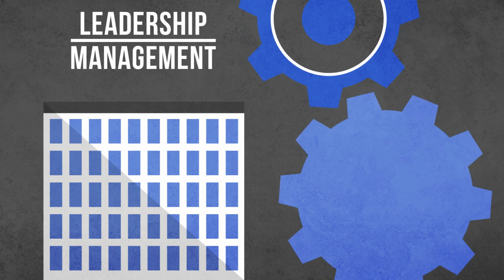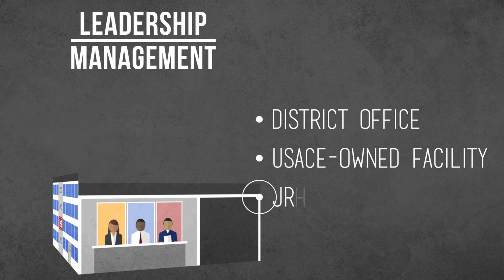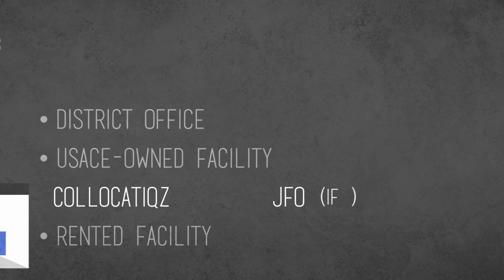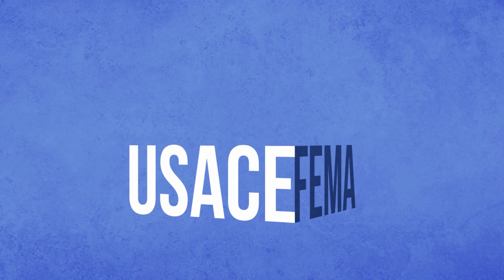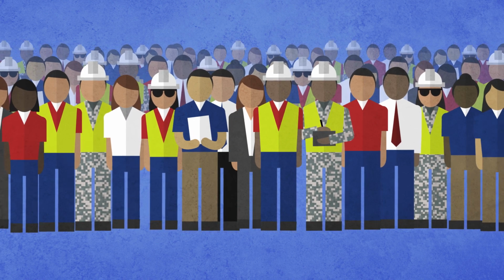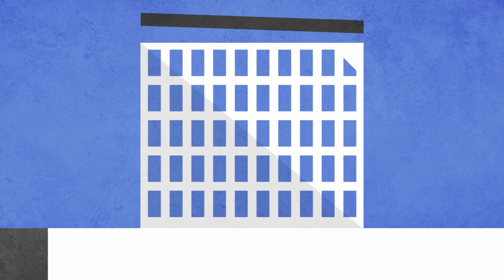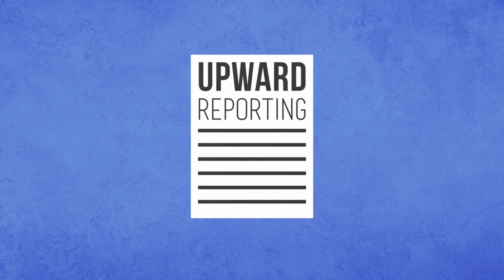Leadership and management occur from either the district office, a USACE-owned facility near the JFO if there is room, or a facility rented separately. Co-locating with the JFO is the least efficient option due to USACE and FEMA operating elements being too close together and creating a situation where the workers have too free access to each other, resulting in inefficient operations. Regardless, the supported district leads and manages the missions and provides upward reporting regardless of the building from which it occurs.